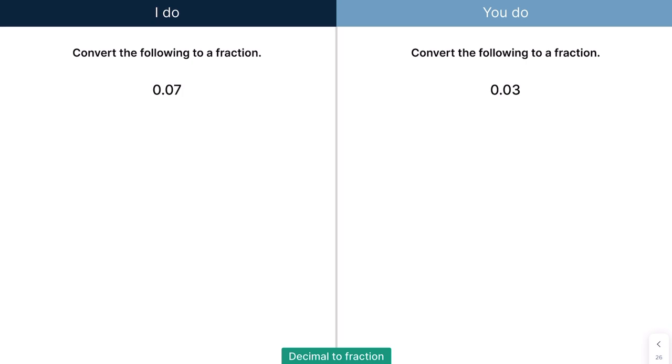So again, the exact same thing here. Copy the numbers after the decimal. So there's just a 7 now. And how many digits are there after the decimal? 2. So that's 7 out of 100.